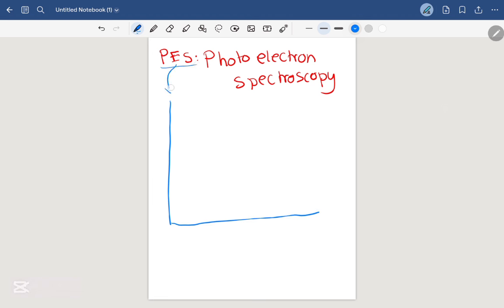Now what do we say? We say that on the x-axis of the graph, we have the binding energy. What is the binding energy? It's in megajoules per mole. The binding energy is the energy required to overcome the attractive forces between an electron and the nucleus of an atom. Okay, so binding energy is the energy required to overcome or conquer the attractive forces between an electron and the nucleus of an atom. And what do we have to the side? To the side, we have the relative number of electrons.